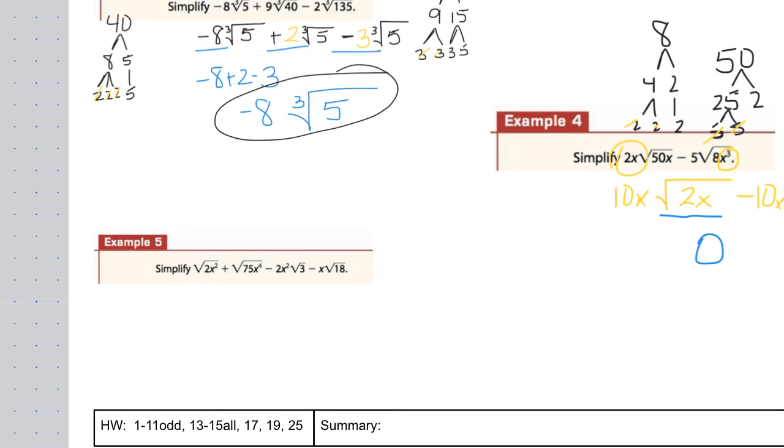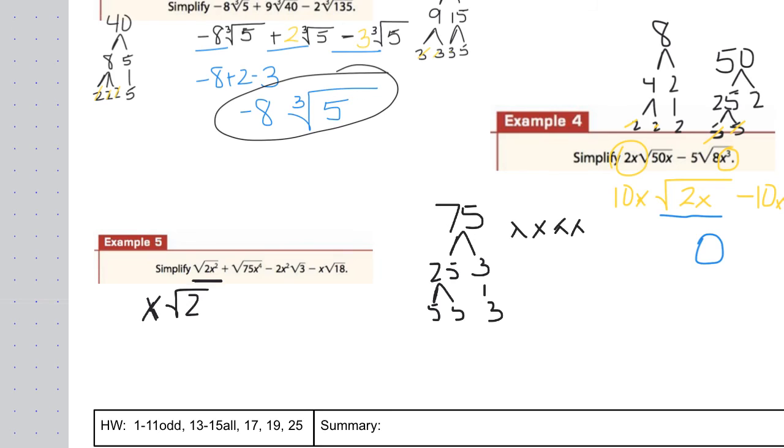Last one. Let's see if we can make this one pretty. Here we go. In the first one, the only thing I can bring out of this first one is an x. Because I have 2 x's inside, it takes 2 to bring 1 out, so that's going to become x square roots of 2. In the second one, I've got 75. I know 75 is 25 times 3. I like using 25 because I know 5 will come out of that 25, leaving me with a 3. But then I also have 1, 2, 3, 4 x's. Oh, what's going on with my pen today?